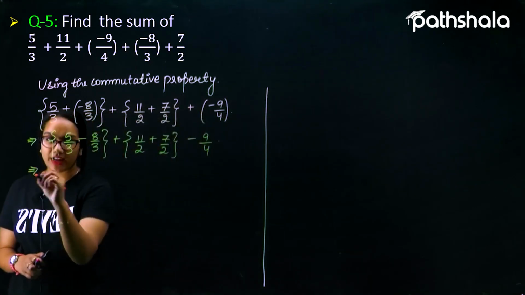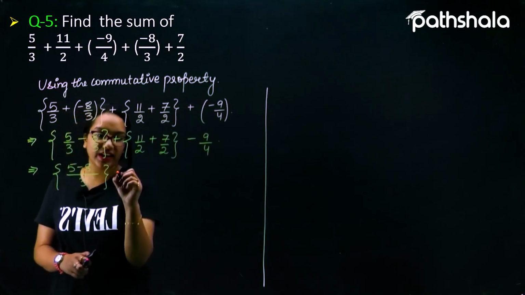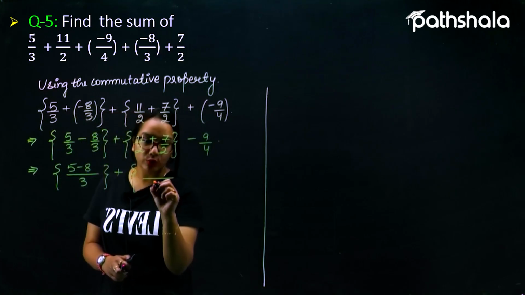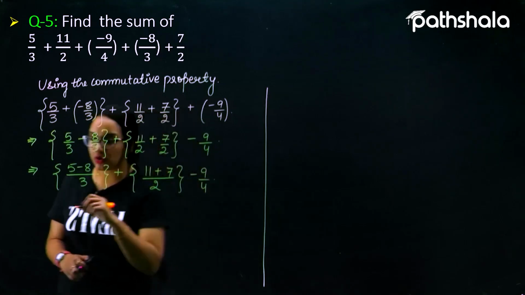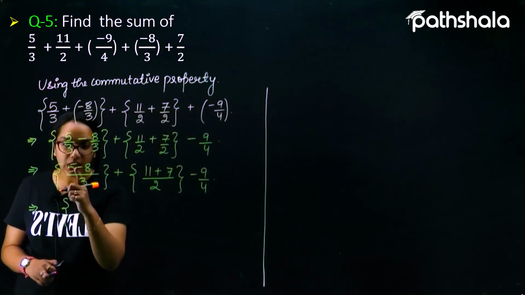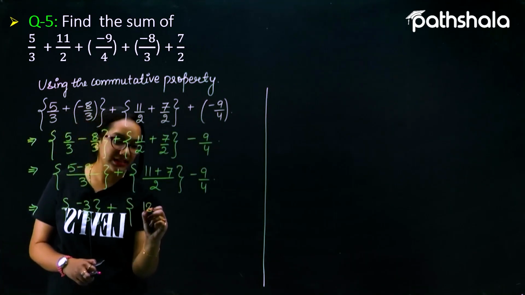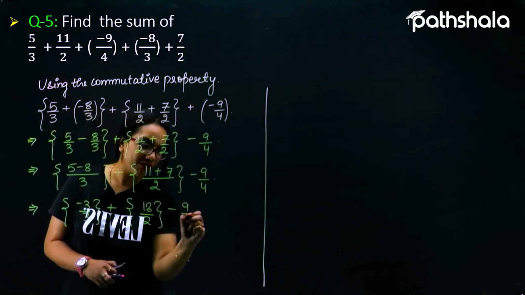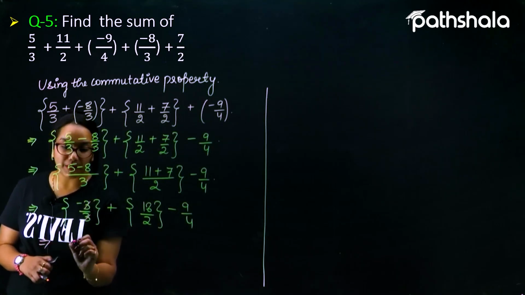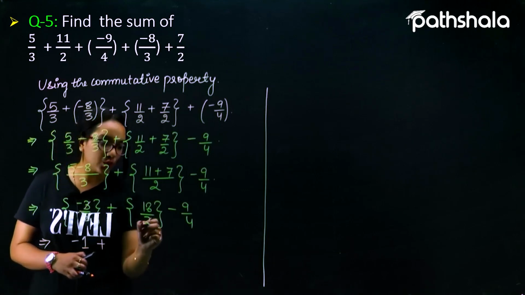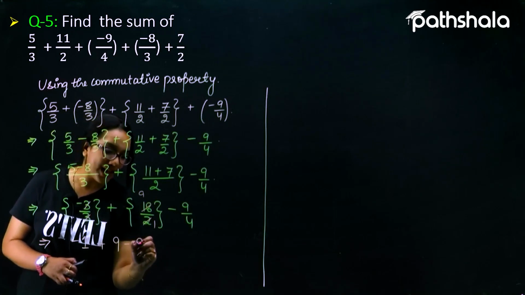So in the first bracket we'll take the LCM as 3. So in the numerator we have 5 minus of 8, plus in the second bracket we have 2 as an LCM, so 11 plus of 7, minus of 9 by 4. So let's just solve the first fraction within the bracket as 5 minus 8 is nothing but minus 3 by 3, plus of 11 plus 7 is 18 by 2, minus of 9 by 4. So when we solve the first bracket, we get the answer as minus of 1. In the second bracket, 2 1s are 2, 2 9s are 18 after cancellation. So it is minus 1 plus of 9, minus of 9 by 4.